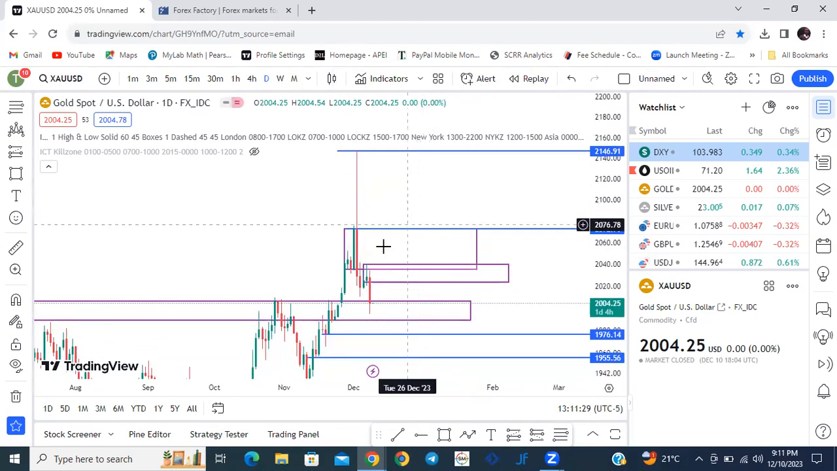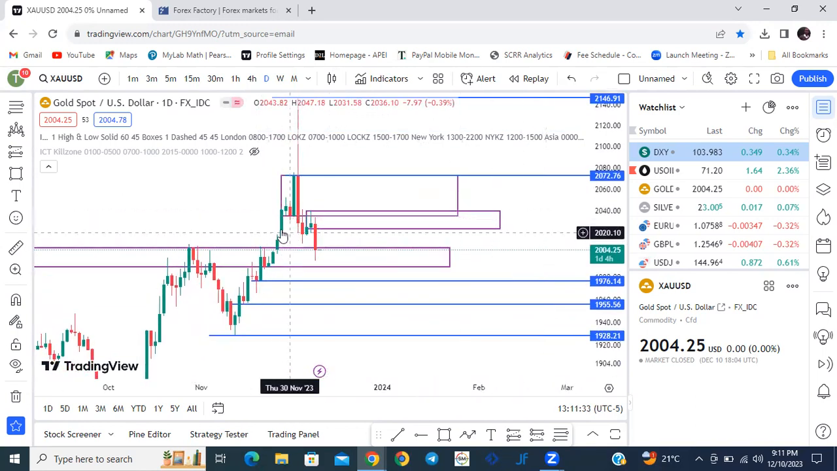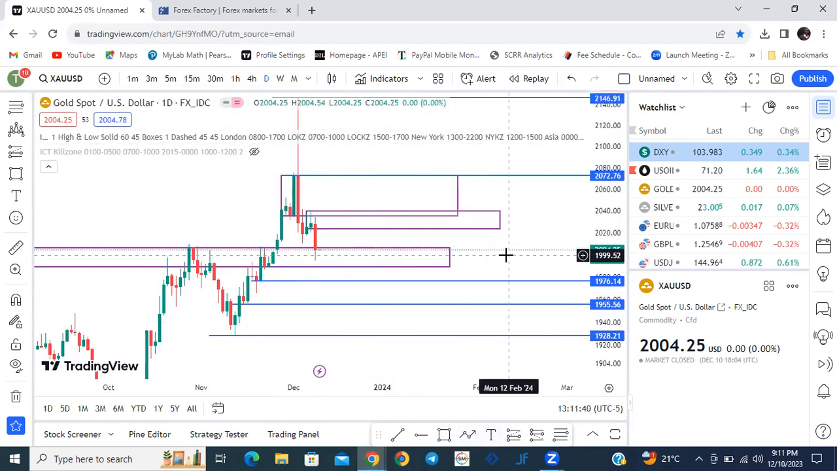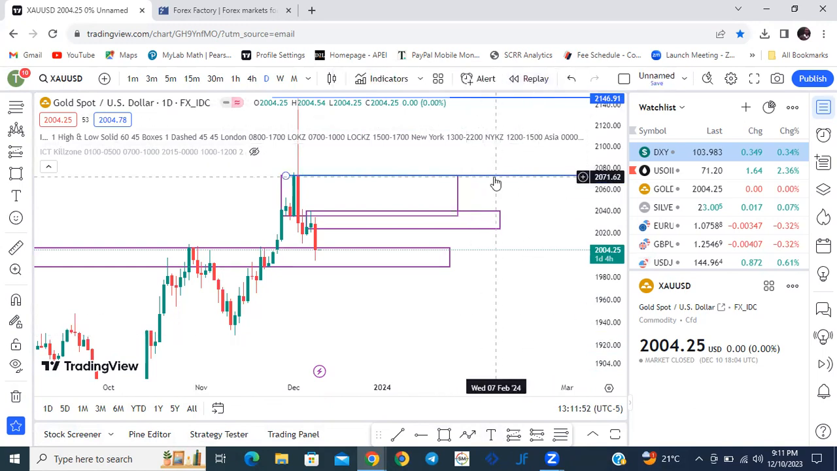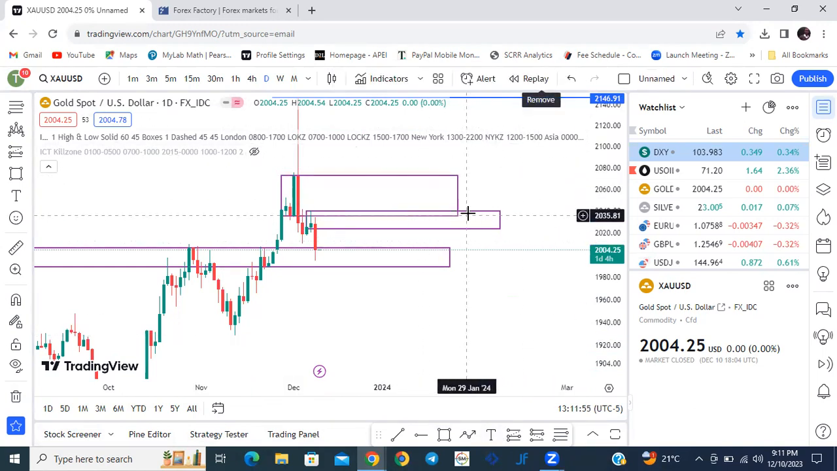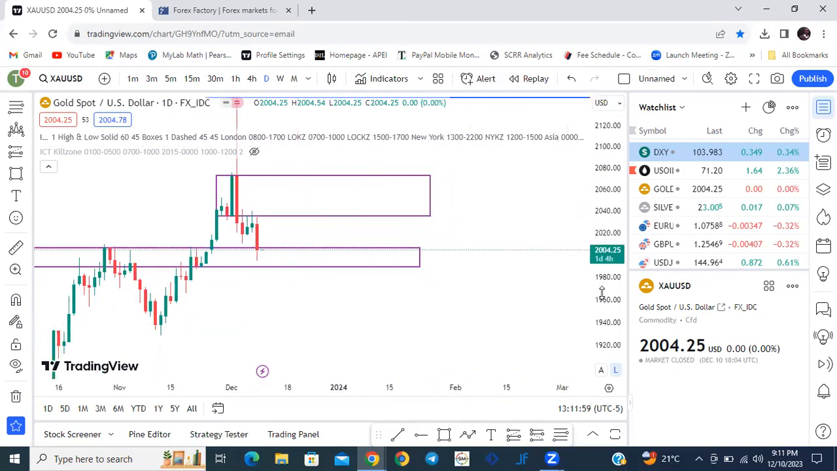But right now, according to the structure, we can say we are more bearish with gold. My bias is more on the bearish movement. Let me delete this so that you can see the price clearly. I believe you'll mark this level, because they are very important.